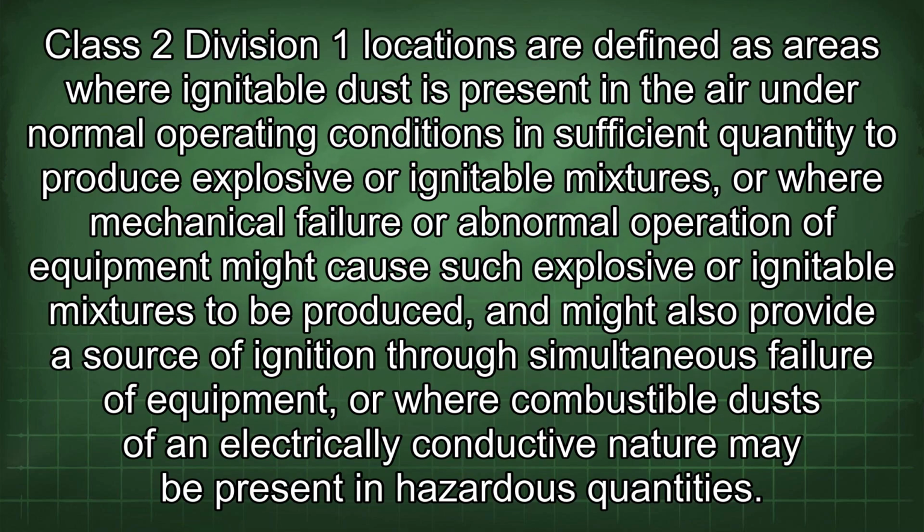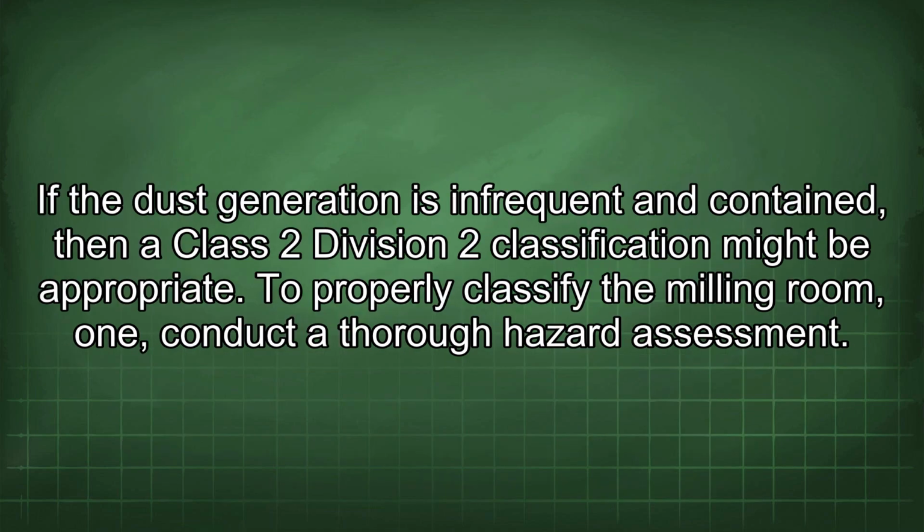Class 2 Division 1 locations are defined as areas where ignitable dust is present in air under normal operating conditions in sufficient quantity to produce explosive or ignitable mixtures, or where mechanical failure or abnormal operation of equipment might cause such explosive or ignitable mixtures to be produced, and might also provide a source of ignition through simultaneous failure of equipment, or where combustible dusts of an electrically conductive nature may be present in hazardous quantities. If the dust generation is infrequent and contained, then a Class 2 Division 2 classification might be appropriate.